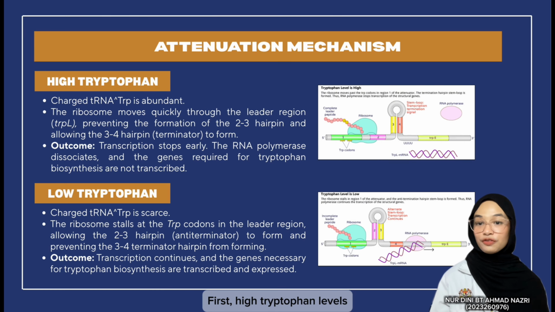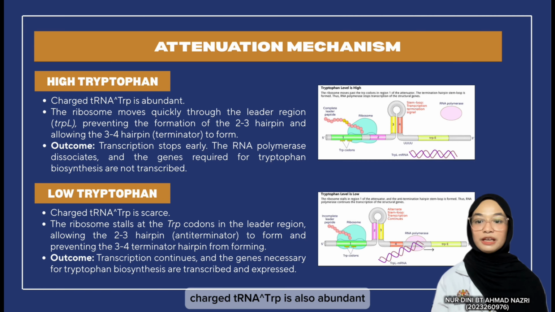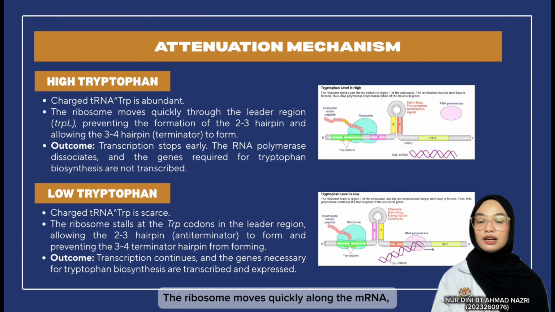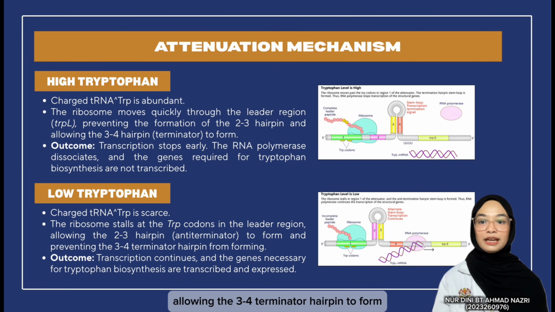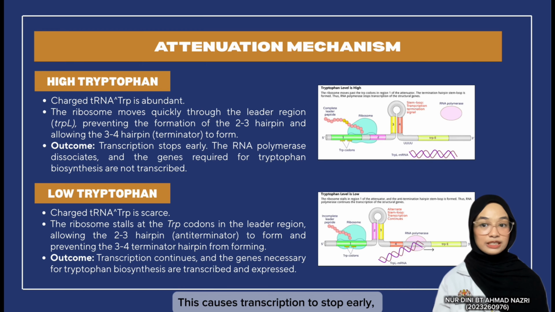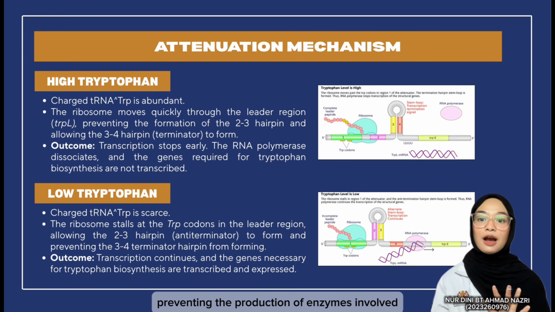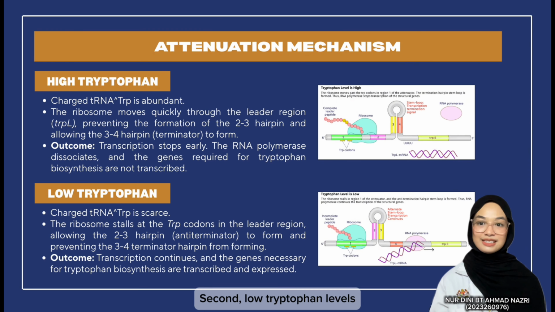First, high tryptophan level. When tryptophan is abundant, charged tRNA-Trp is also abundant. The ribosome will move quickly along the mRNA, allowing the 3-4 terminator hairpin to form. This causes transcription to stop early, preventing the production of enzymes involved in tryptophan biosynthesis.